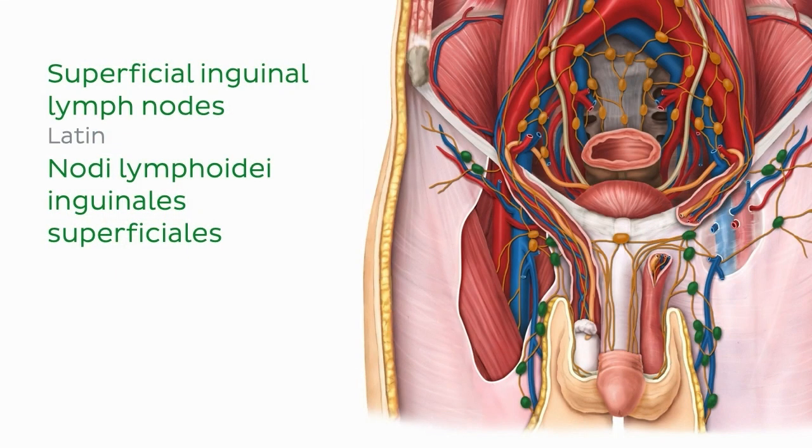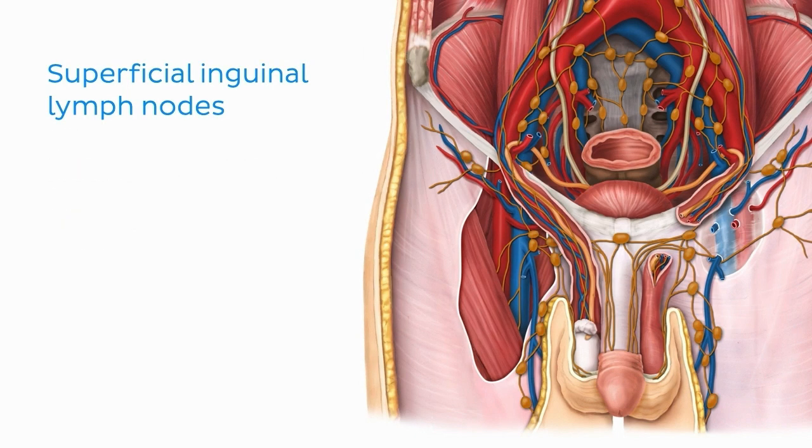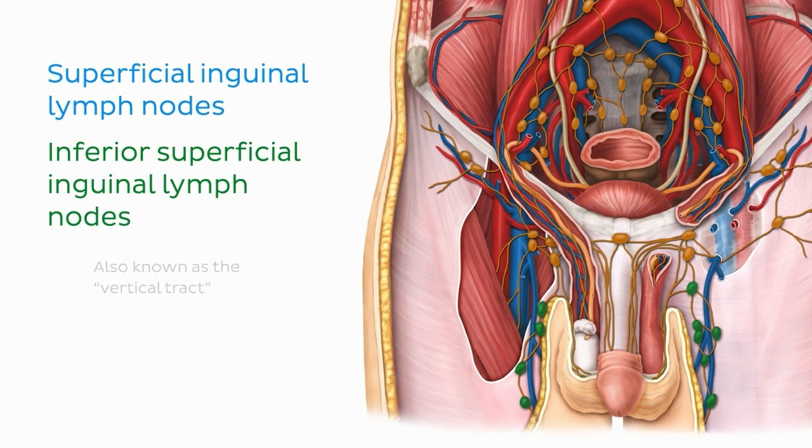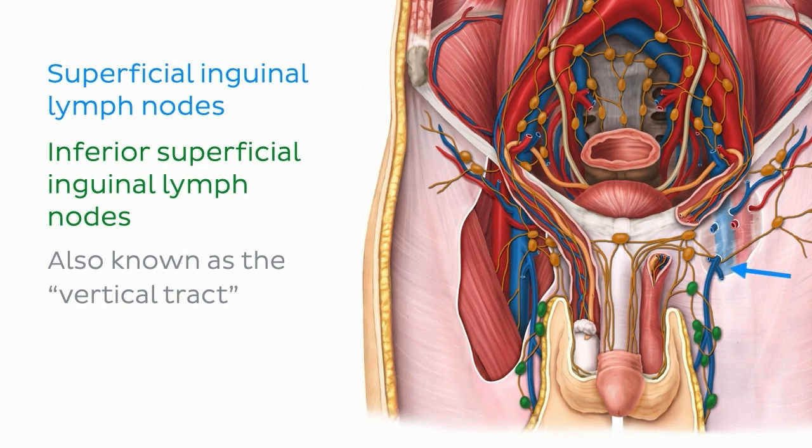In this anterior view of the male pelvis and the proximal lower limb, what we can see highlighted in green in this image are the inferior superficial inguinal lymph nodes. These are also known as the vertical tracts. These nodes sit along the proximal portion of this vein here, which is the great saphenous vein.